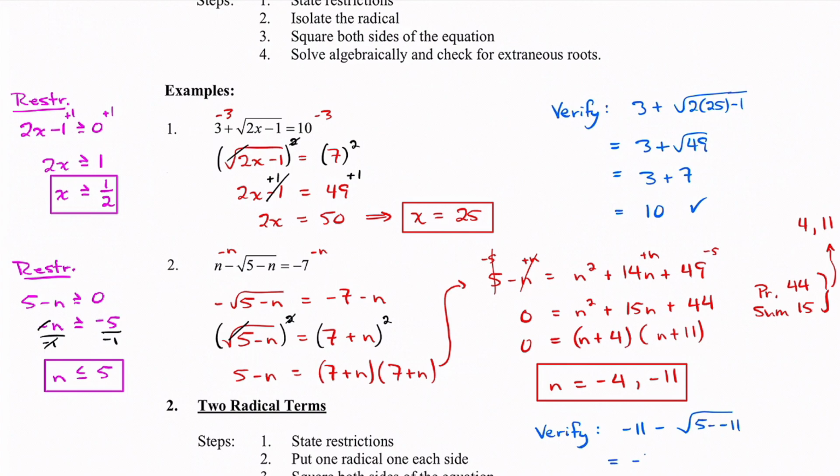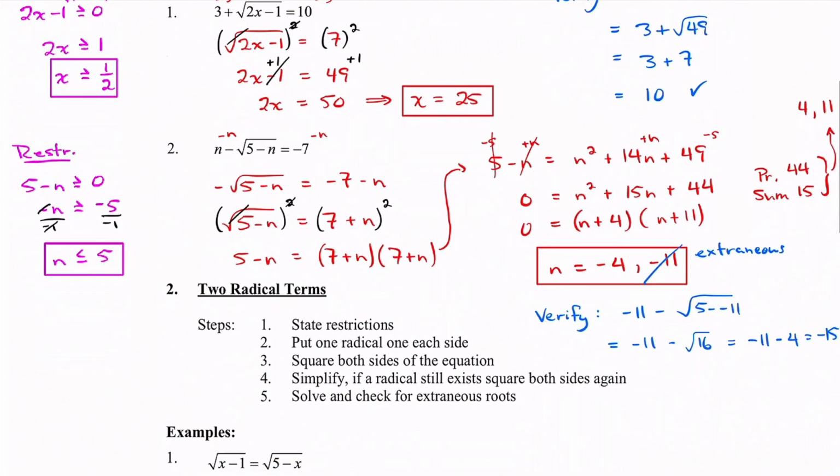So simplifying this, I got negative 11 minus, and then inside my radical, 5 minus a negative 11 is going to equal 16, and then negative 11 minus the square root of 16, that's a 4, and when I put those together, I get negative 15, and that is not what we were supposed to get out. We were supposed to get negative 7. So that one is actually extraneous, so we have to get rid of that one. So we've got to say extraneous. If you do the same thing and check the negative 4, that one actually works out. So the only answer to this is n equals negative 4.